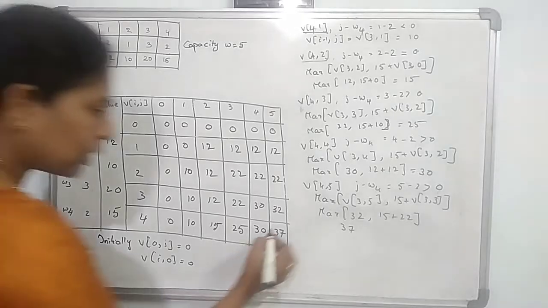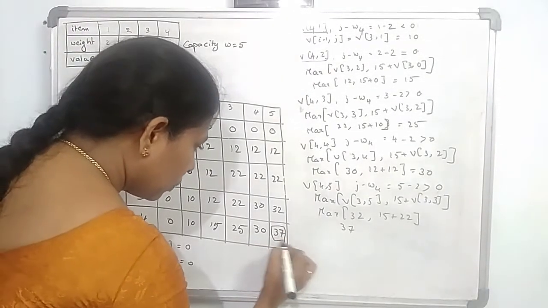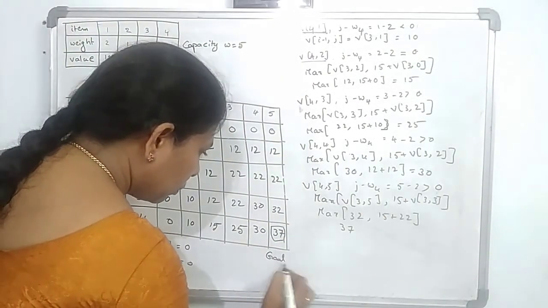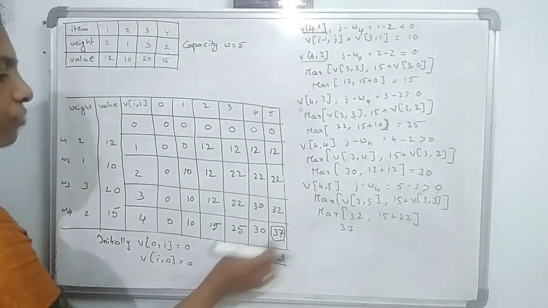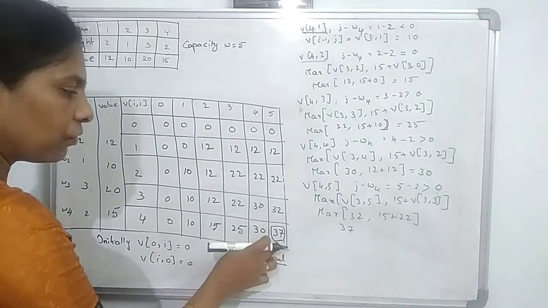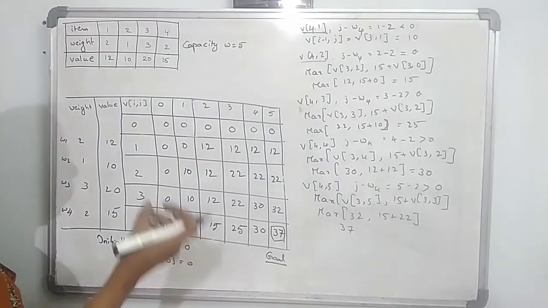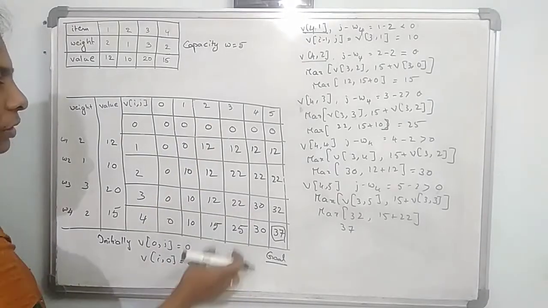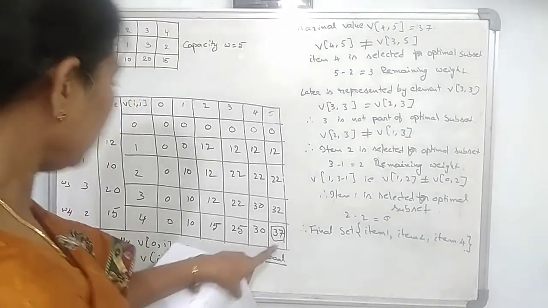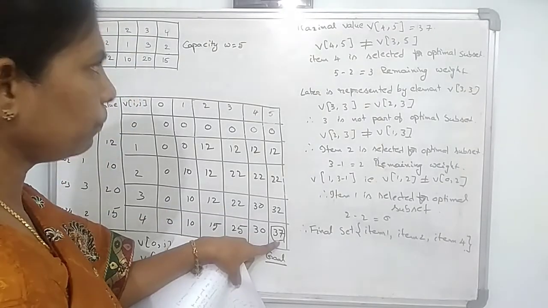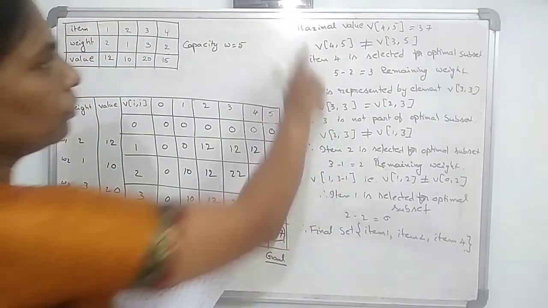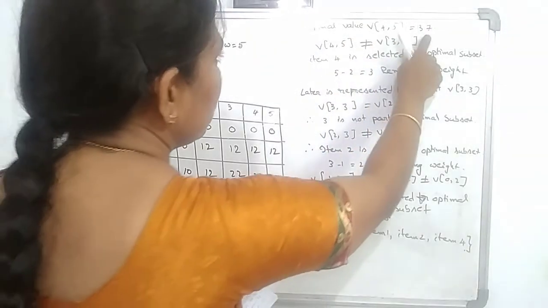In the table, the 37 comes at the bottom, the final total cost. Using the 37, we can identify which items exist within our knapsack. So now we can find out which items are in there. V(4,5) is the final value, 37. So the maximum value is V(4,5), that is 37.